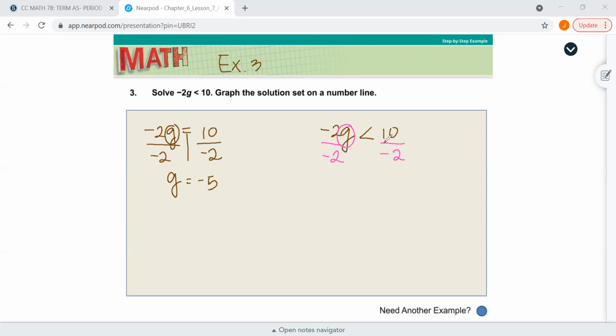But remember, when you divide by or multiply by a negative number, what happens to the sign? You switch, you have to reverse the sign. So less than becomes greater than. So your answer is G is greater than -5, okay?